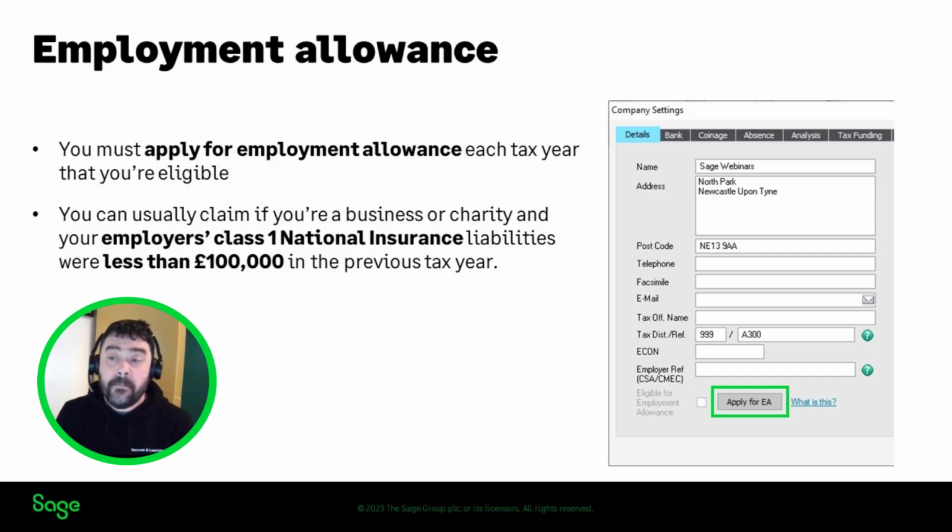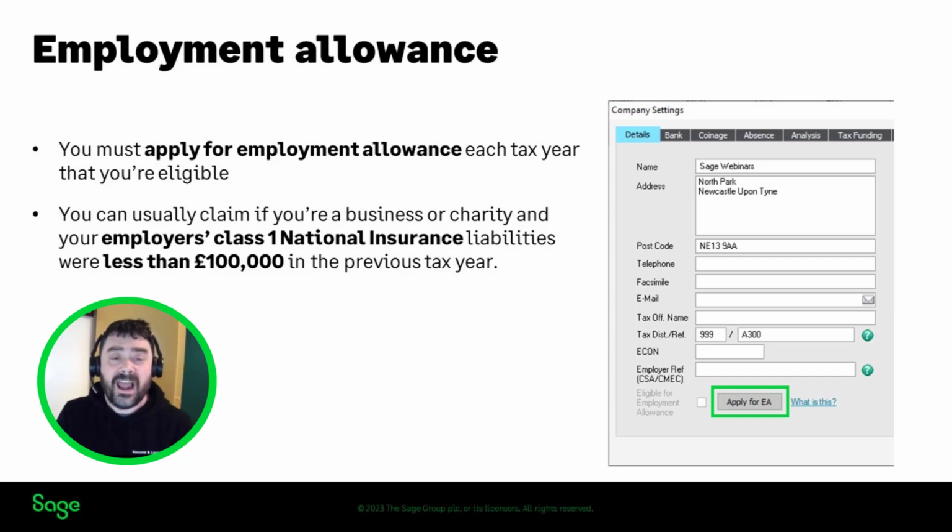So let's take a look at employment allowance. Now these days you must apply for employment allowance at the start of each tax year that you're eligible. And you would usually be eligible to claim if you're a business or charity and your employer's Class 1 national insurance liabilities were less than £100,000 in the previous tax year.